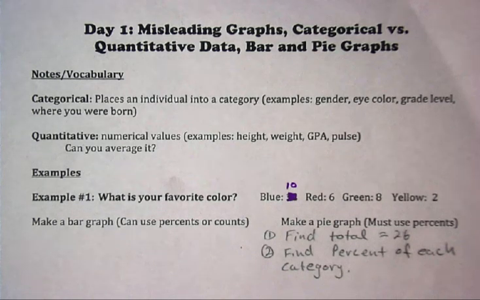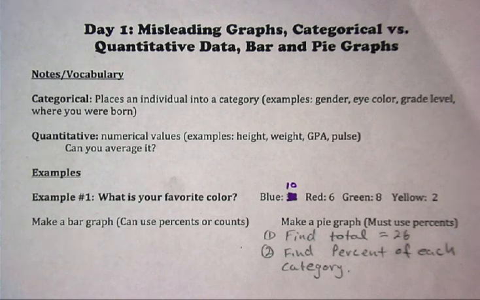We have categorical data, which places an individual into a category such as gender, eye color, grade level, or where you were born. Categorical data can also be numbers like a zip code as long as it's not something that's measured or counted.